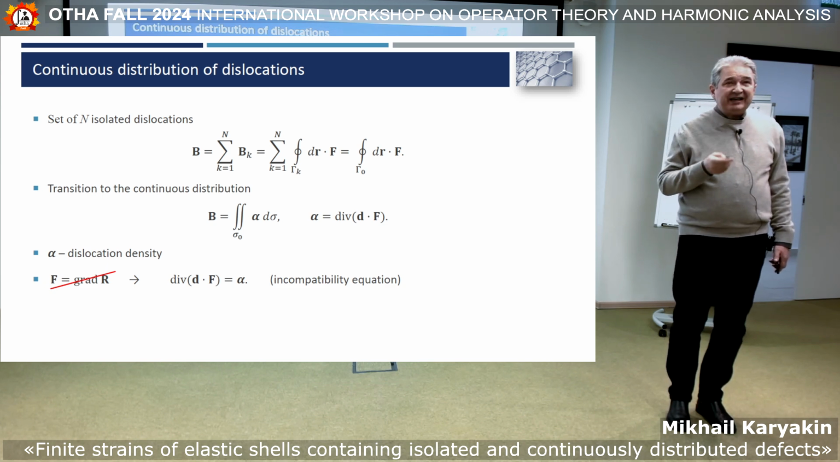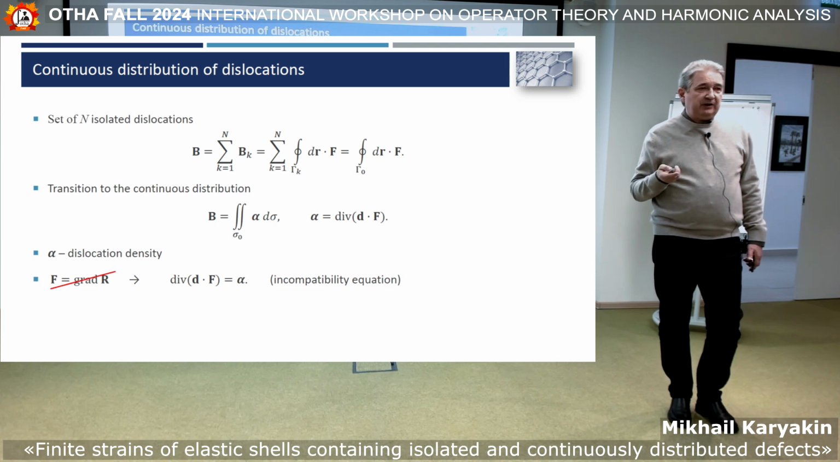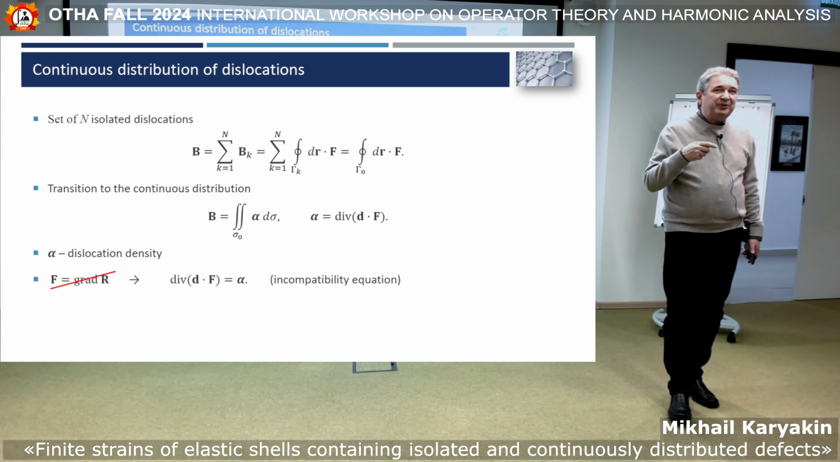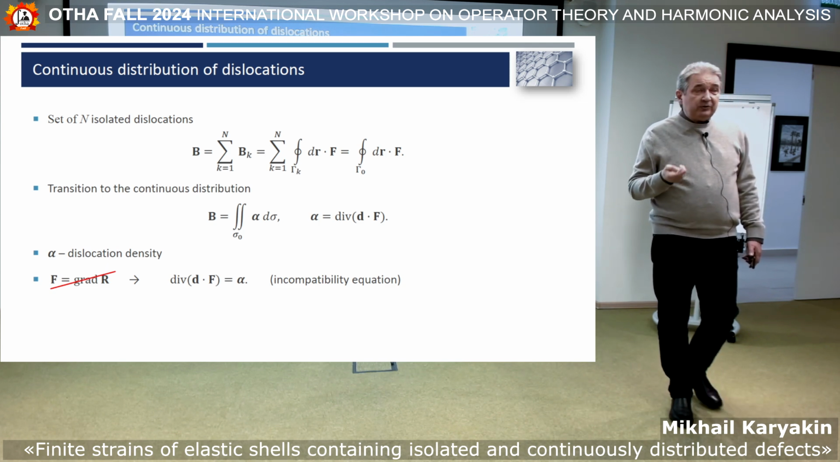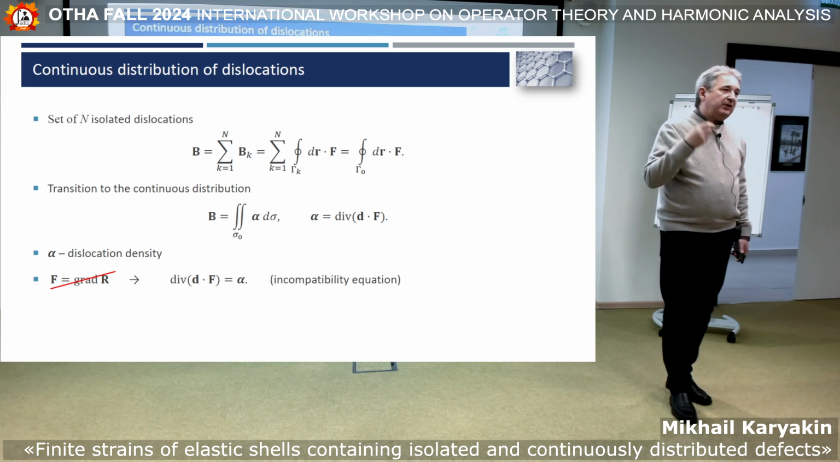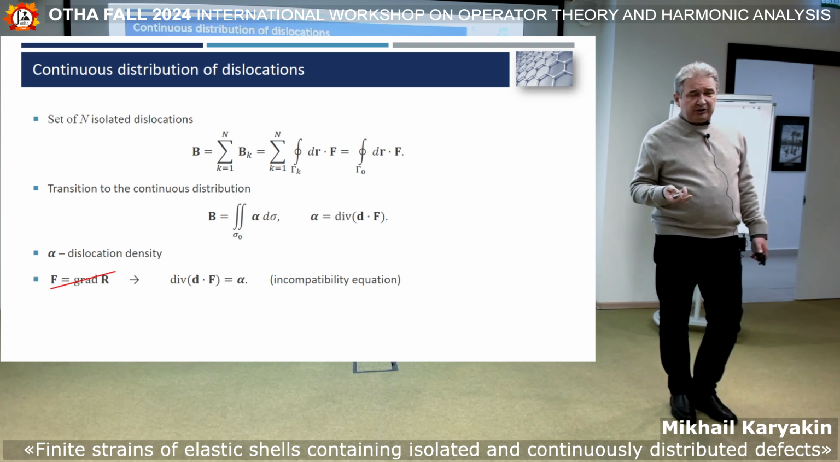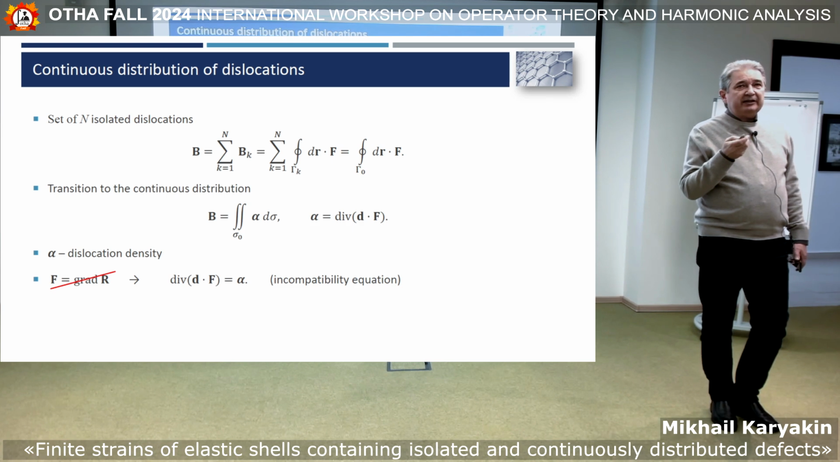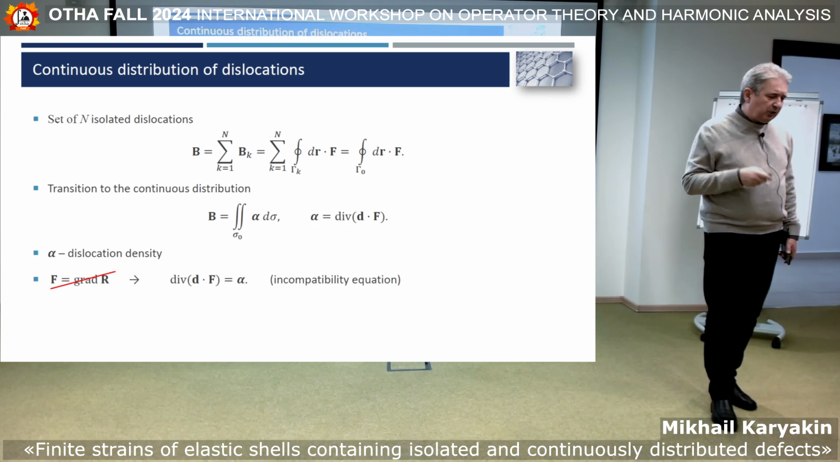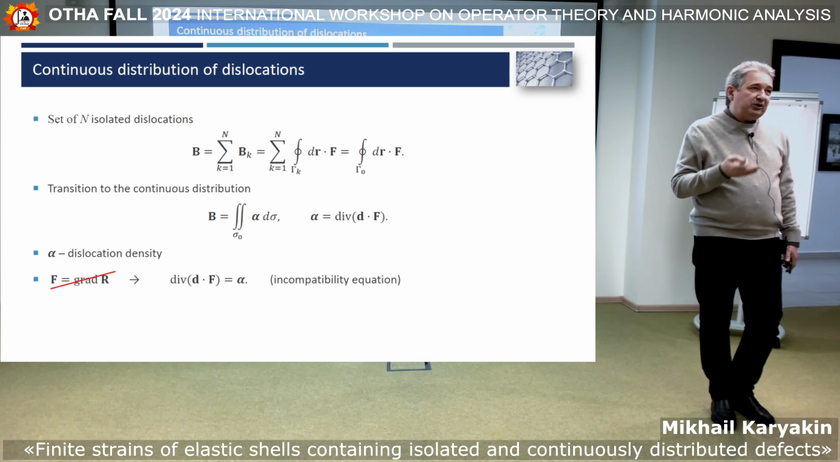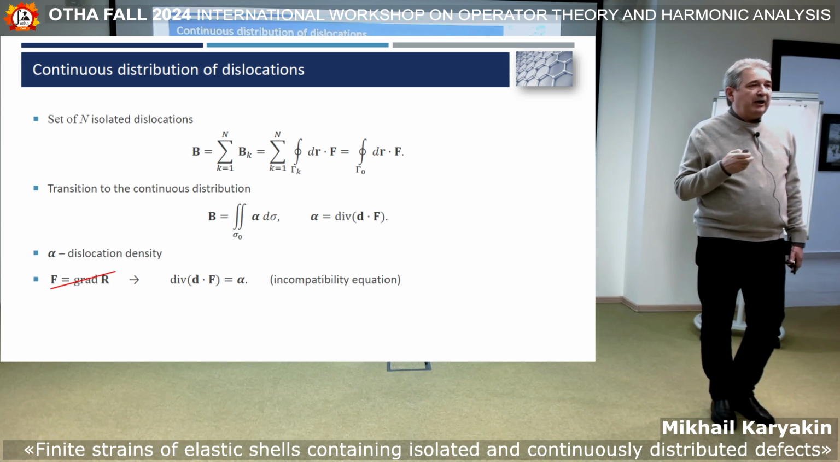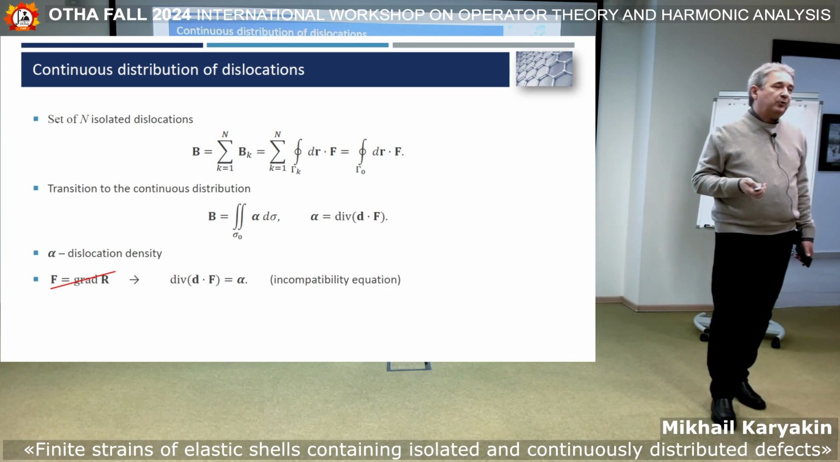It means now that F is not the gradient of some function. Now F satisfies not the compatibility equation but, vice versa, an incompatibility equation. What we have now is the previous set of equations plus an extra incompatibility equation. We can formulate some variational principles, and we are trying to construct weak solutions and numerical schemes for the investigation of such problems.